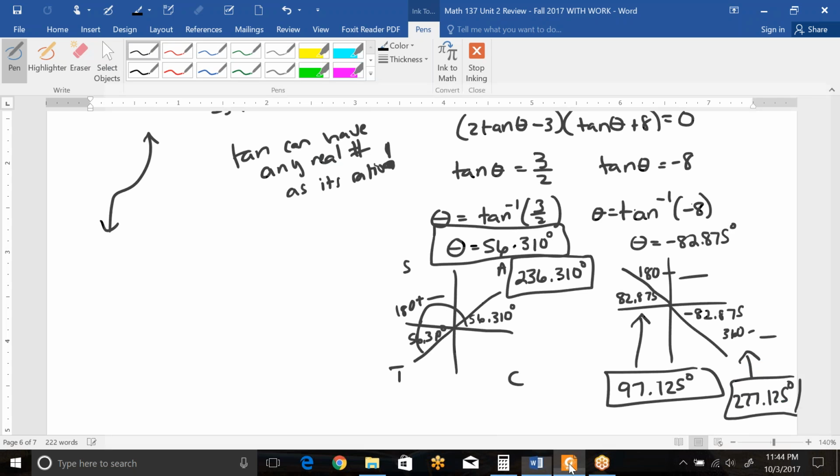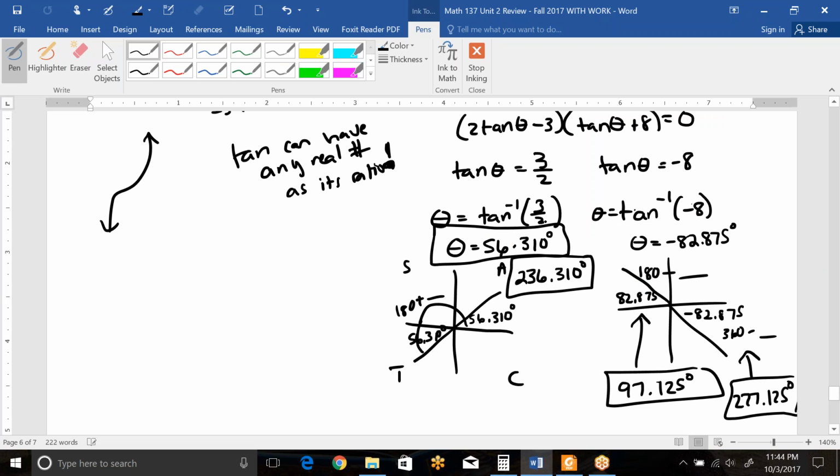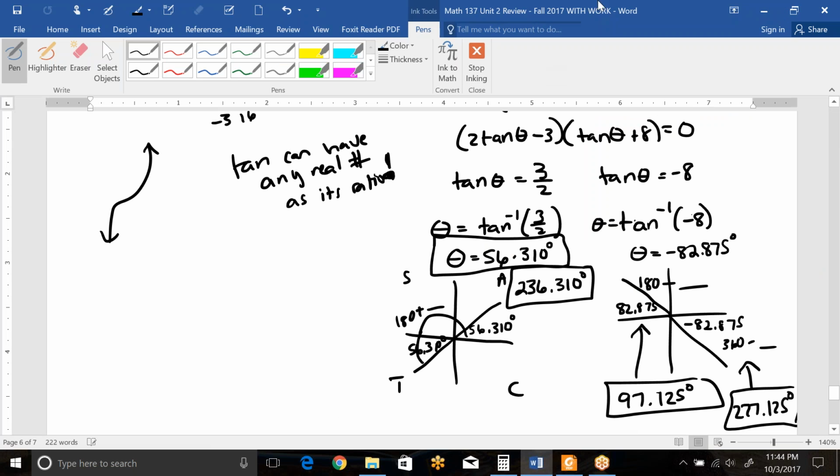Now I went through that pretty quick, so I'm going to double check it with the answer key. Everything looks good. So yeah, with the tan, you just have to realize there's no restriction on that ratio on the other side. It doesn't have to be between -1 and 1, but if it's cosine or sine, it does have to be. And that's the end of all of the review.